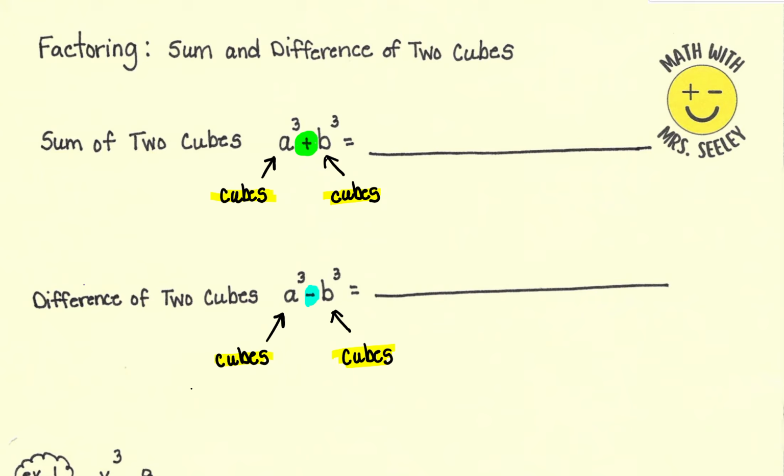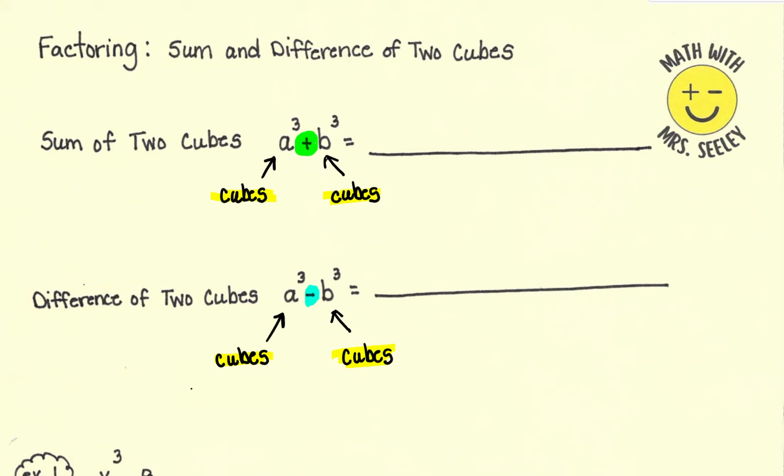When you're factoring the sum and difference of two cubes, you're looking for these patterns. You're looking for a sum, or a plus sign between two cubes, or you're looking for a subtraction, or difference, between two cubes.